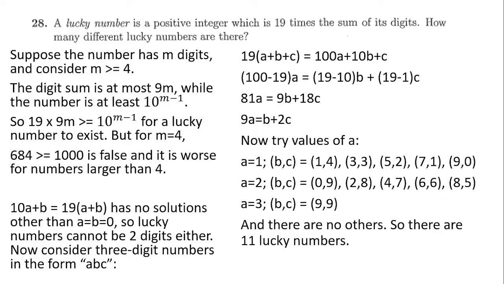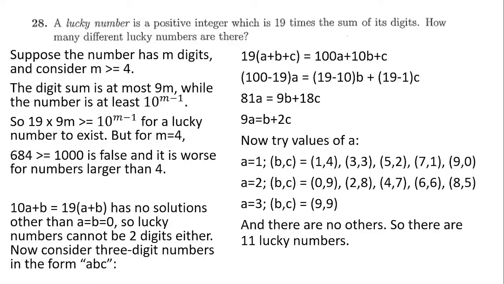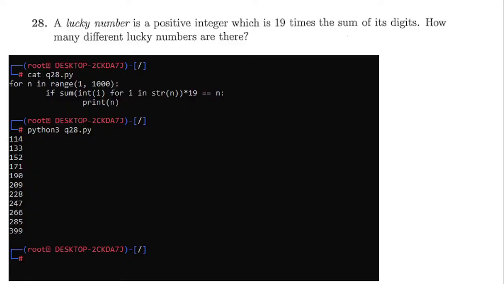So for a equals 1, we get b and c can be 1 and 4, 3 and 3, 5 and 2, 7, 1, 9 or 0. And then we do the same for a equals 2 and a equals 3. And there are no others. So summing these up, we get there are 11 lucky numbers. And verifying this with Python code, we find the same 11 numbers. So when a is 1, b is 1, and c is 4, for example, that gives 114.